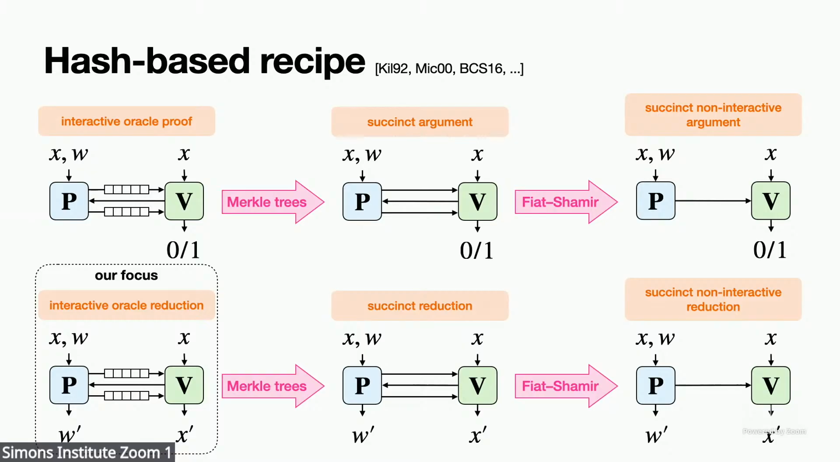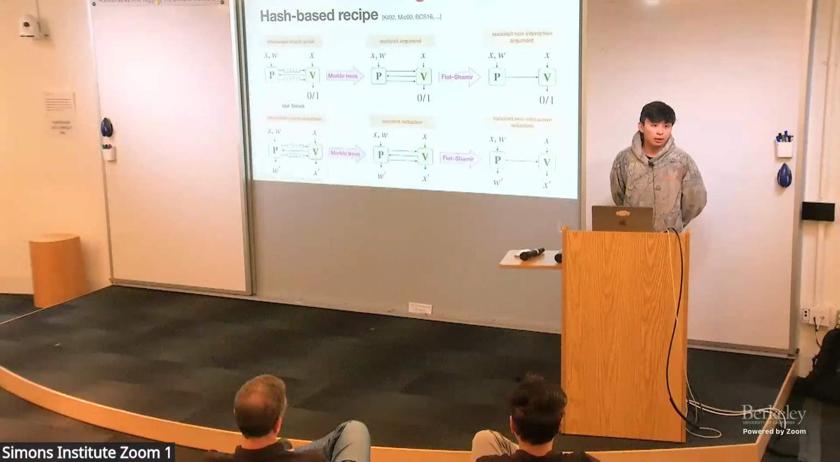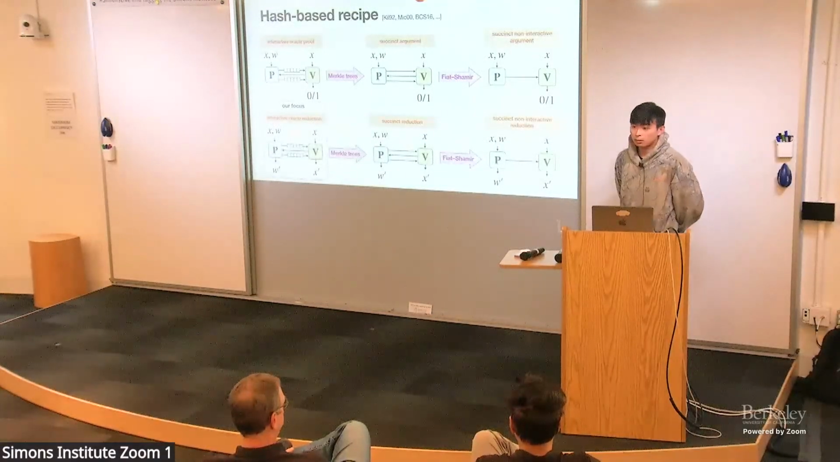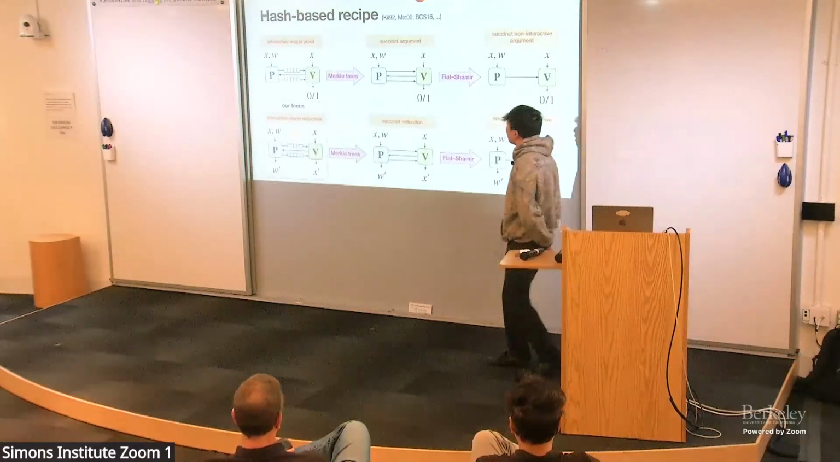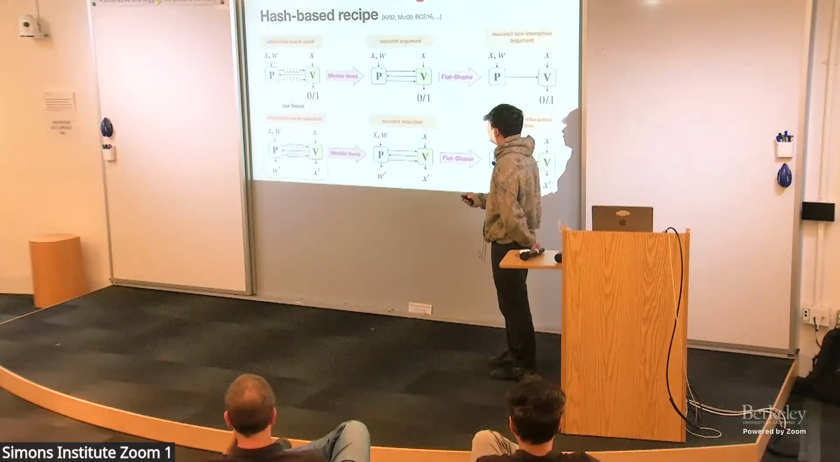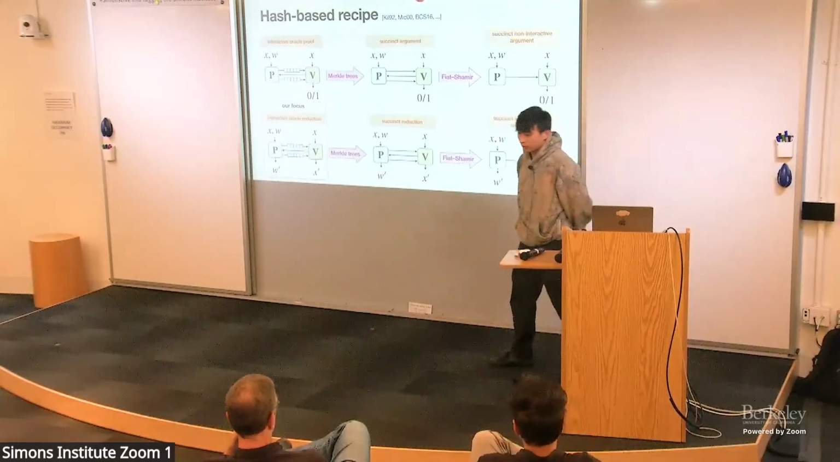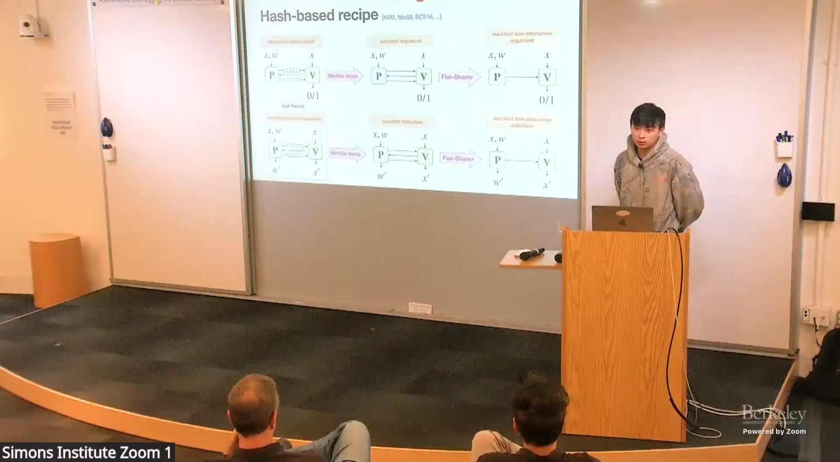Okay. Yeah, I see. So reductions are generalizations of proofs. Yeah, that's true as well. So you can imagine that an interactive proof is an interactive reduction where the new relation is the trivial language that only contains one.